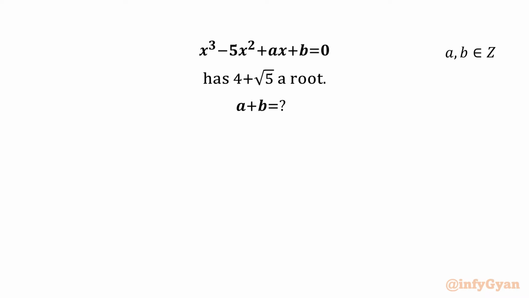Here we have one cubic equation whose one root is 4 plus square root 5. Then it is said to find the value of a plus b, given that a and b are integers. The cubic equation is x cube minus 5x square plus ax plus b equal to 0. So let's get started by considering three roots of the cubic equation. Let's say the first root is alpha, the second root is beta, and the third root is gamma.